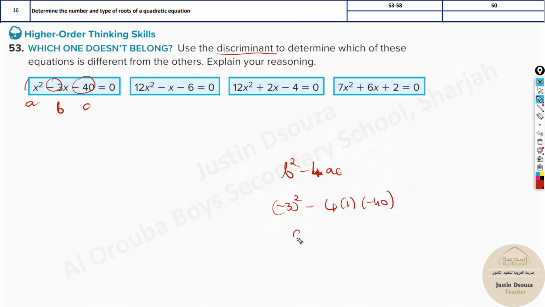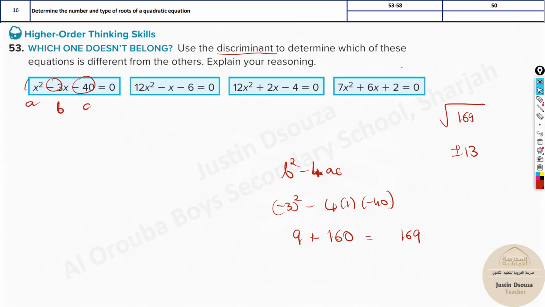Let me solve it. It'll be 9 minus 4 times 4 is 16, so minus, and minus and minus will be plus 160. And the answer over here will be 169. Now this is the part of the quadratic formula inside the square root. 169 is a perfect square, in the sense that you'll get plus or minus 13.